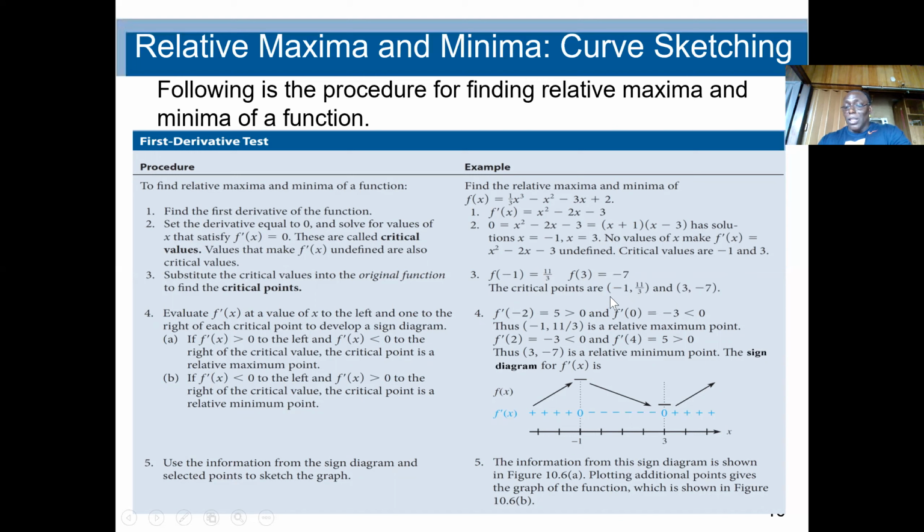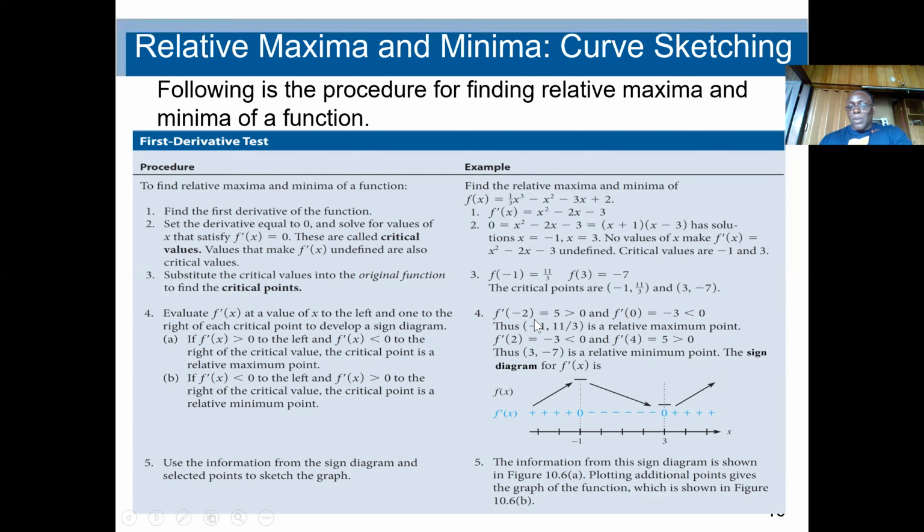But now, when we plotted the graph, I saw that -1, 11 by 3 is a relative maxima, because it goes from increasing to decreasing. But since we are not plotting the graph now, we have to test these points to see whether each is a relative maximum or minimum. So what we do is take any value between, here we are using -1.